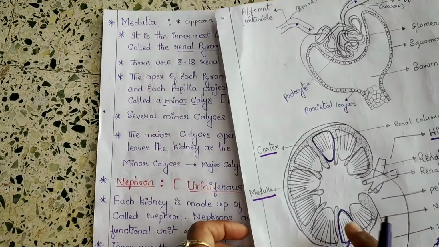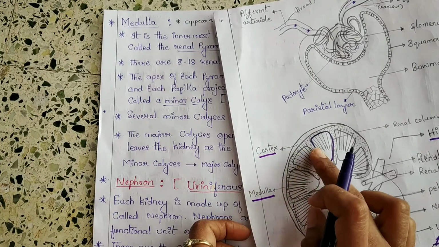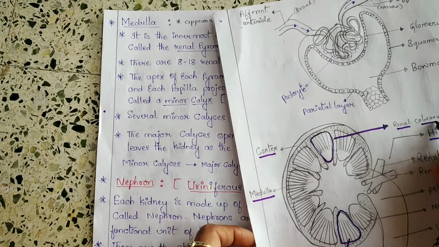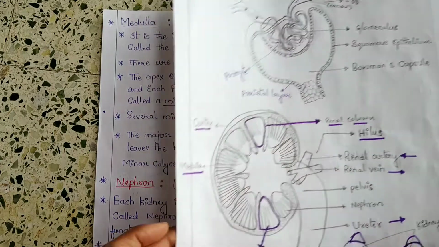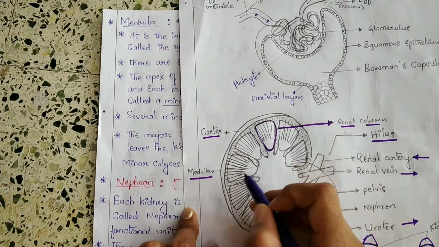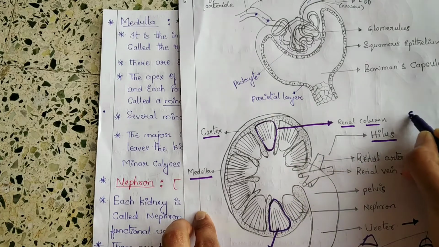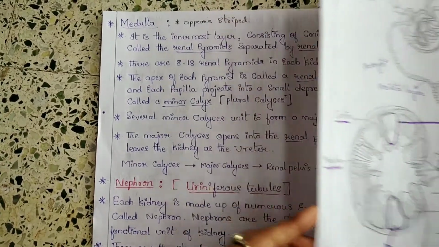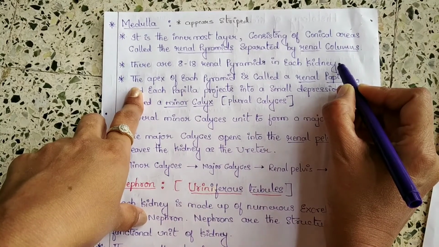Now these renal pyramids are separated by renal columns. And how many renal pyramids will be present in each kidney? There will be 8 to 18 renal pyramids in each kidney.